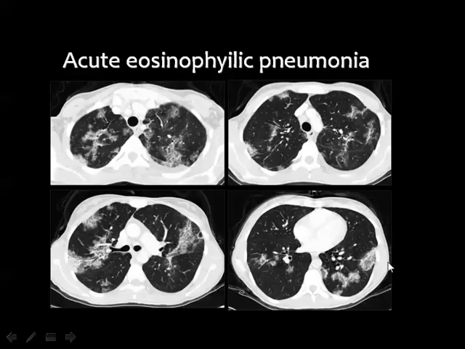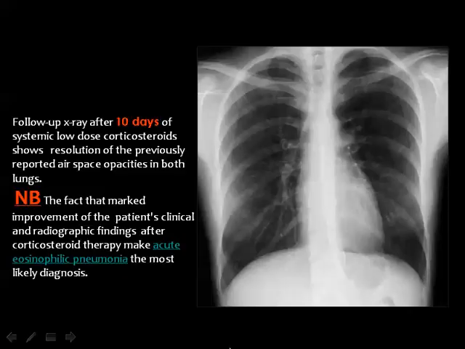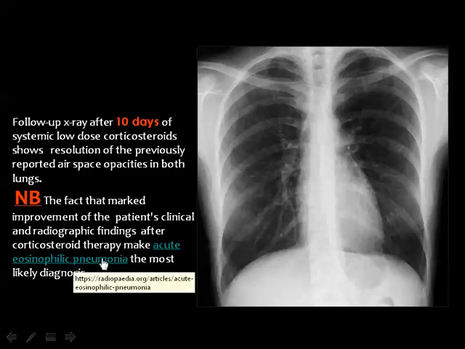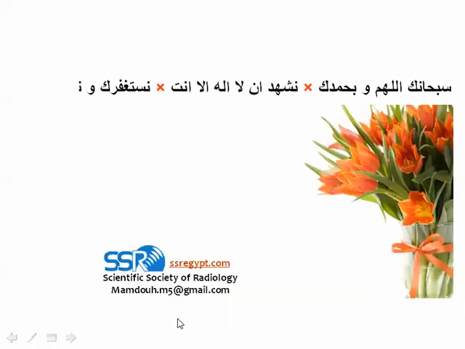Then this is an example where you can see multiple patchy areas of consolidation, and you may say that these are areas of pneumonia. Follow-up after 10 days, you get total clearance of the lungs. And this is an important note, the fact that marked improvement of the patient's clinical and radiographic findings after corticosteroid therapy makes acute eosinophilic pneumonia the most likely diagnosis. Thank you very much.